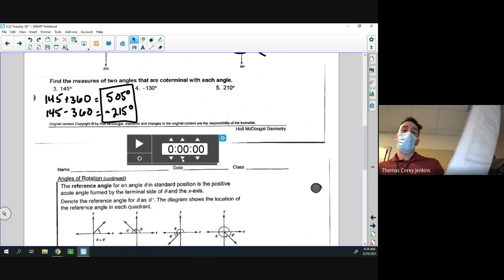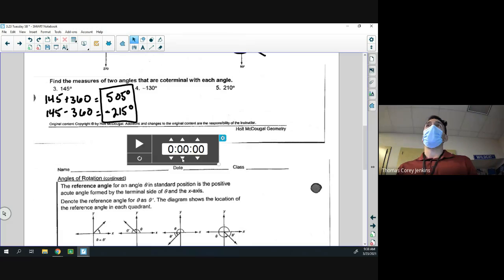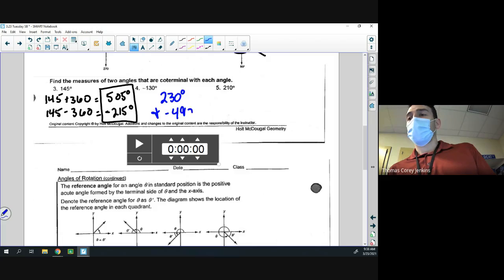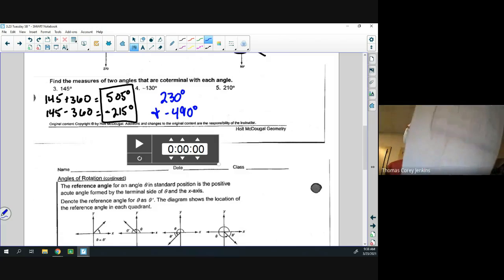All right, so for negative 130, let's see. Ernst, can you give me my two coterminal angles? And negative 490, those are correct. Very good. And how about Madison S for number 5? Good. All right, those are your pair.